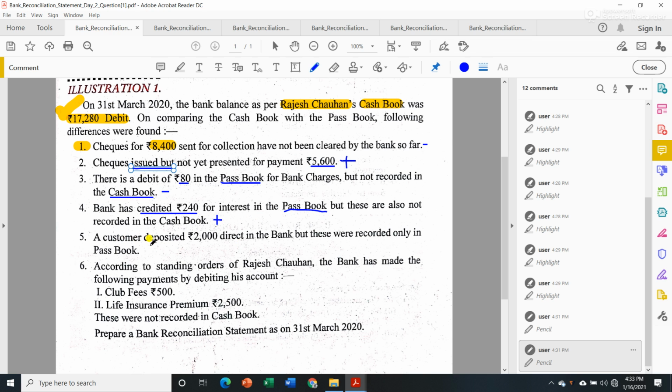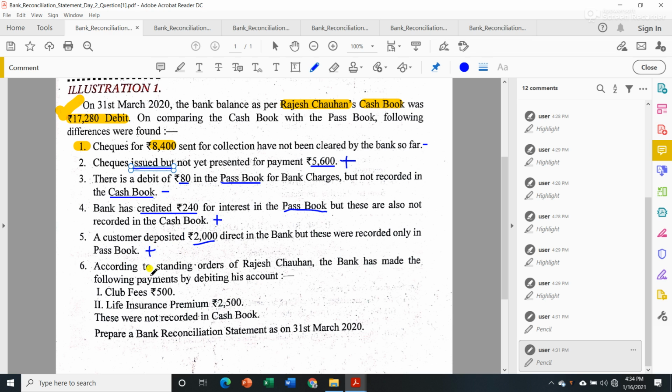Then next we have a customer deposited 2,000 directly in the bank, but this was recorded only in the passbook. That means we received 2,000, but it was only recorded in the passbook, not in the cash book. So when we add this 2,000 in our cash book, the cash book and passbook balance will be equal. So this 2,000 will come in the plus item.